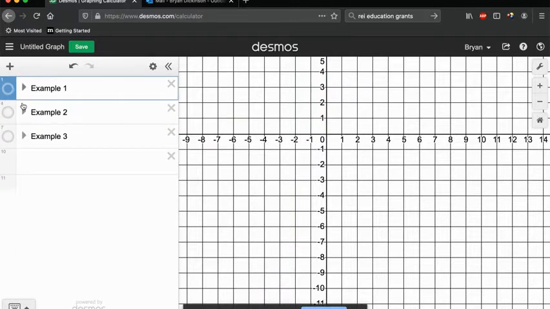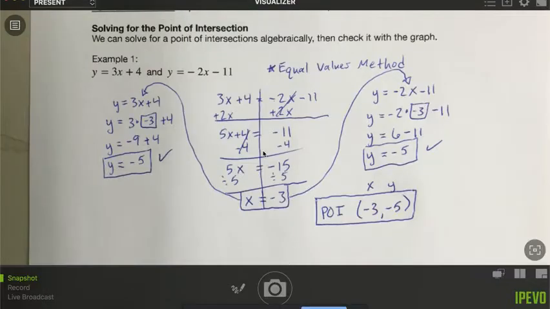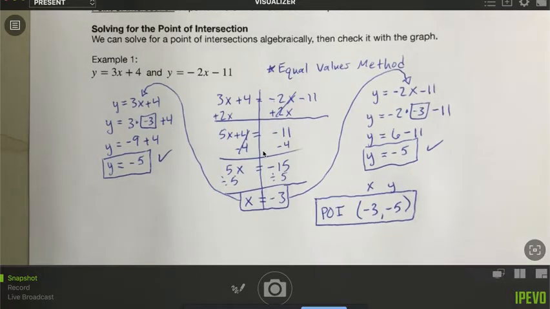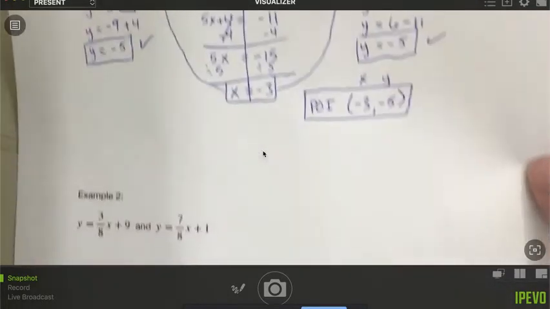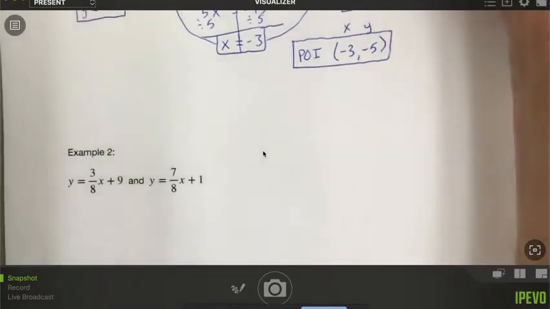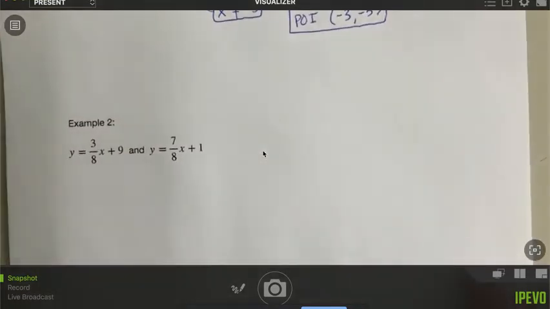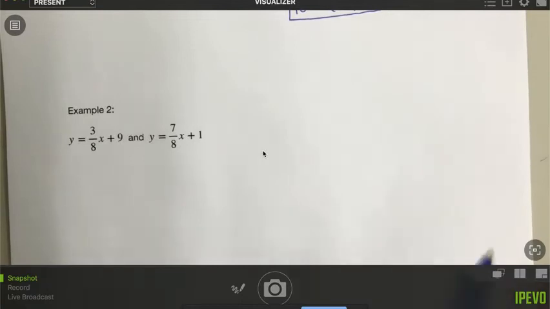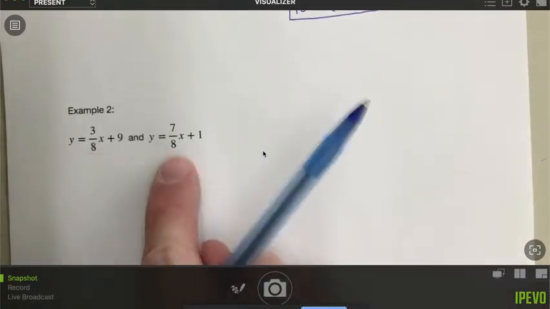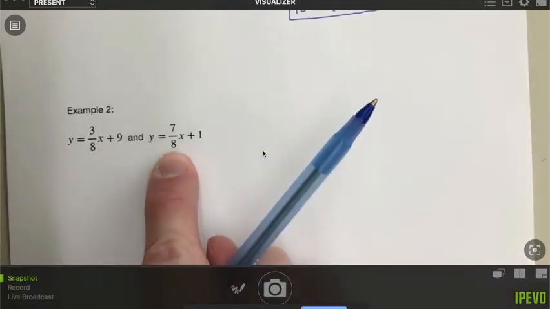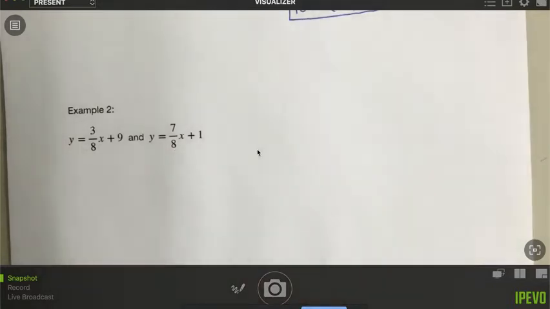All right, so that's pretty straightforward. It builds on what we've already done. Now I'm gonna demonstrate a case that's a little bit, well, it's not necessarily different. We're gonna use the same techniques. The only difference is most of our lines, when we put slopes in, are in fraction form. So here, notice how I have 3/8 and 7/8. We haven't focused much on fractions in terms of solving yet in class, but that's about to change.